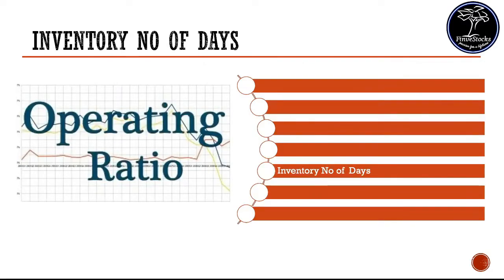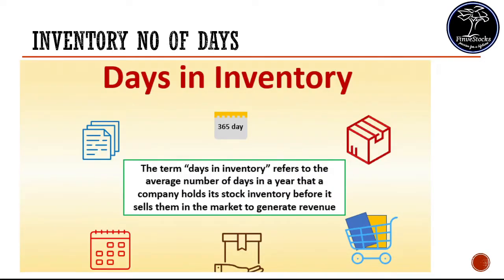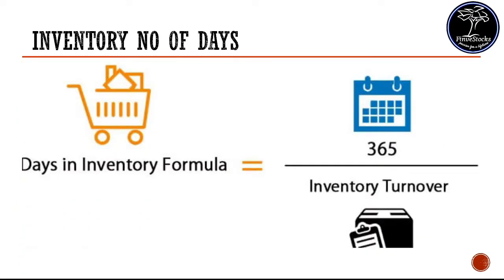The next one is inventory number of days. Inventory number of days is the total number of days in a year upon inventory turnover. So we will take the same example of Polycab. Inventory number of days is 365 divided by 3.39, that is approximately 107 days. This means Polycab roughly takes 107 days to convert inventory to cash.